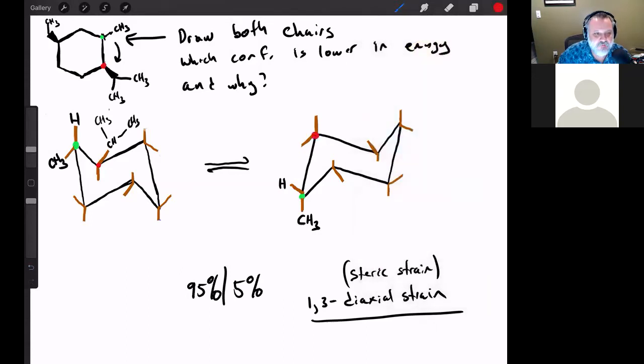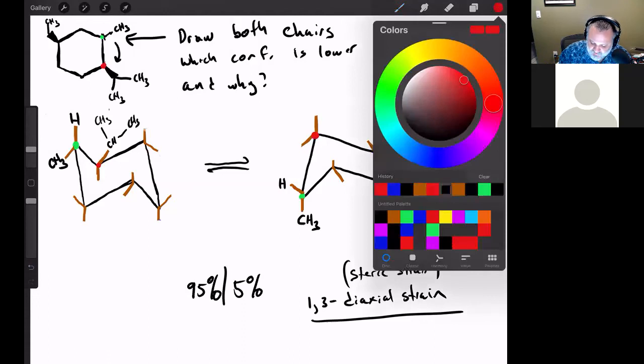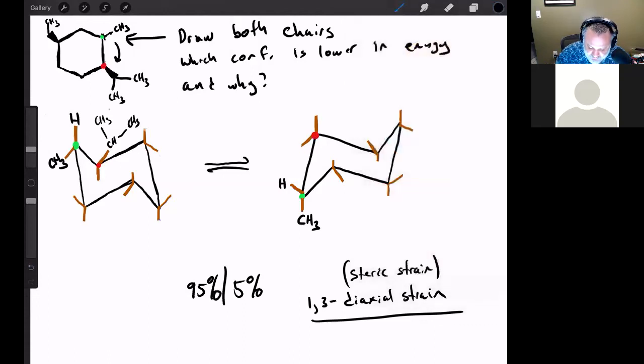That's the same atom as the one on the left. Well, where does the isopropyl group go? It was equatorial, now it's axial. It was up, so it stays up. That helps us decide that's where it belongs.